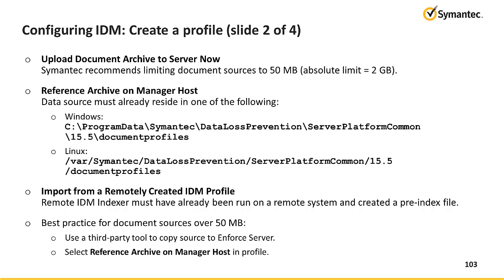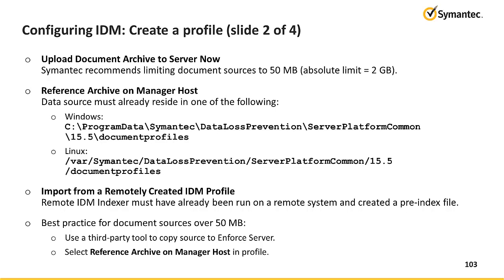When you are using the Upload Document Archive to Server Now option, Symantec recommends that you limit your data sources to 50 megabytes or smaller. For larger data sources, use a third-party solution, such as Secure FTP, to transfer the data source to the server, and select the Reference Archive on Enforce Server option instead.